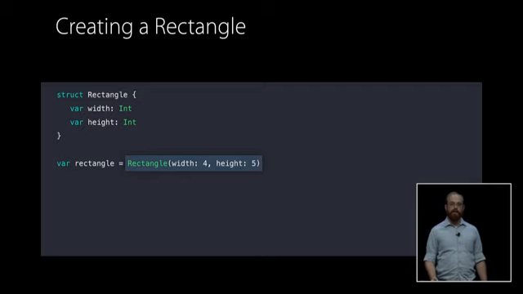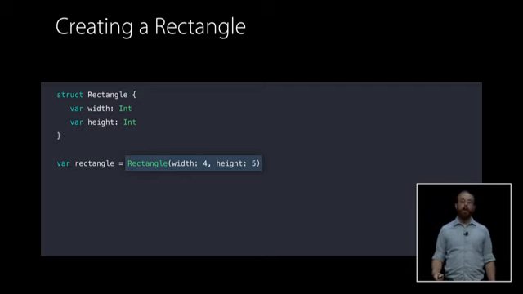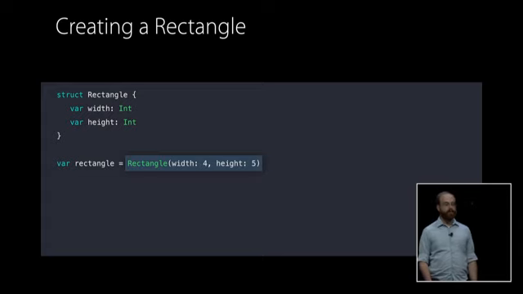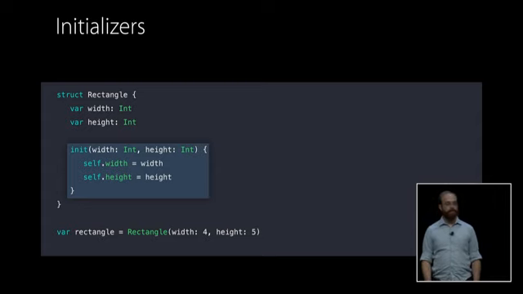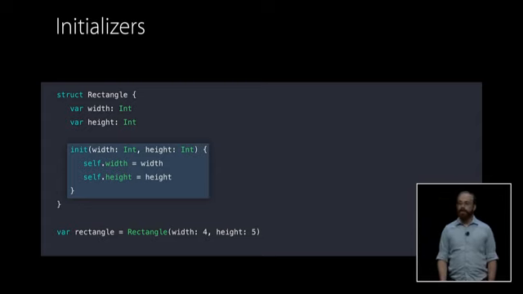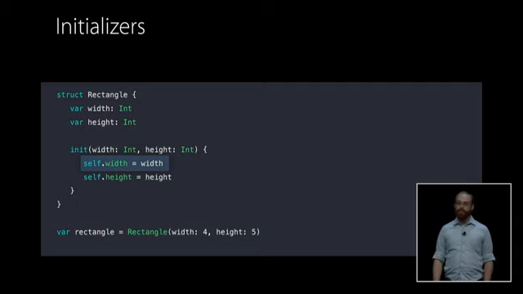So far, we've been using a special initializer called a member-wise initializer that Swift implements for you on structures. Here's what it would look like if you write that initializer out explicitly. You write the init keyword, and then inside, you set a value for the rectangle's properties. Notice that there are two things here called width. There's a property and there's a parameter. And you write self.dot to explicitly refer to the property. So that's how you write your own initializer.